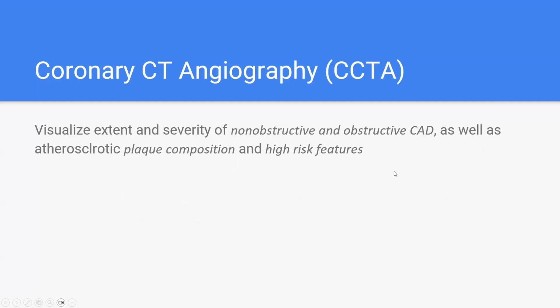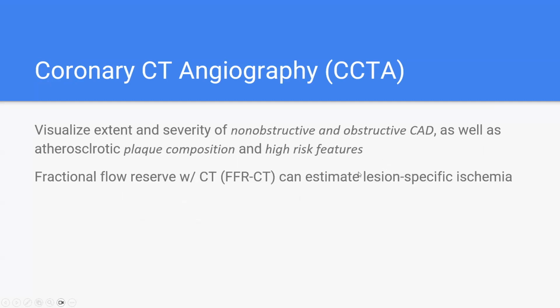So talking about our coronary CT, I'll just say CT here. Very helpful, can visualize the extent and severity of non-obstructive and obstructive CAD, as well as you can get the plaque composition and look for other high-risk features. You can also use it to calculate this FFRCT, which can actually estimate lesion-specific ischemia. This is one that I wasn't very familiar with, but the guidelines have these great charts that you can incorporate into deciding what to do with patients. Contraindications for that: renal impairment, contrast allergy.